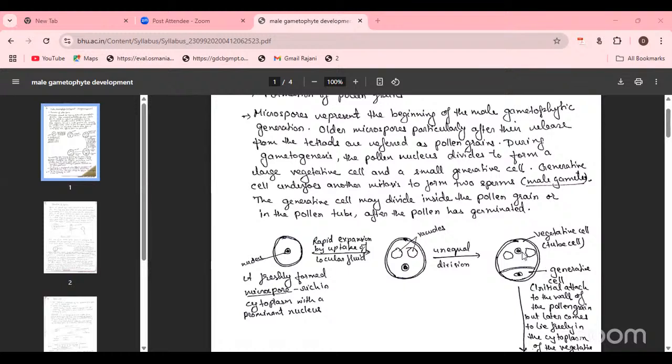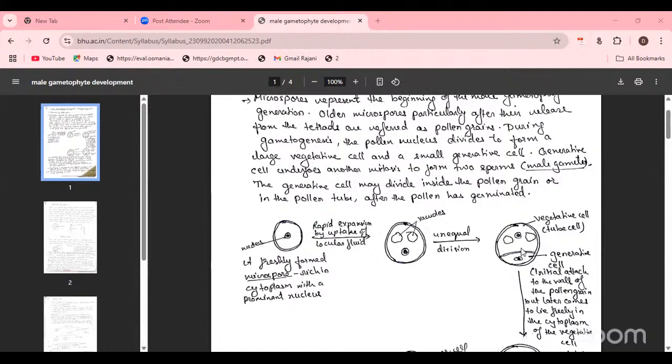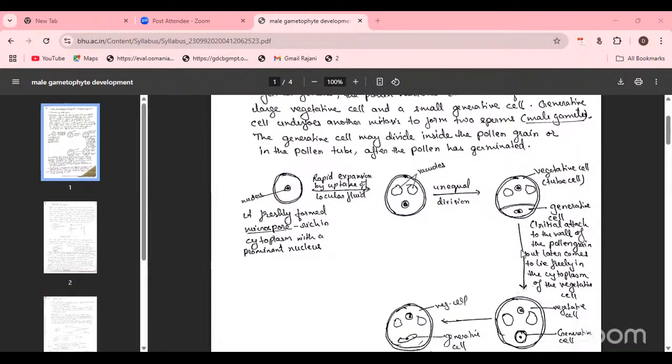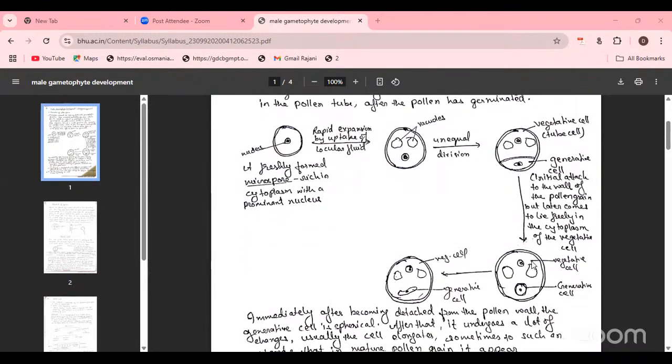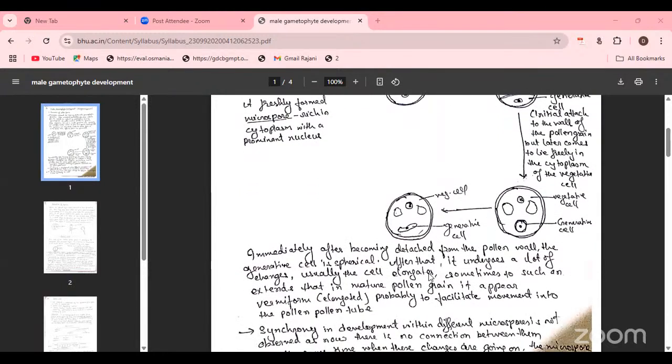See this one. The generative cell is initially attached to the wall of the pollen grain, but later comes to lie freely in the cytoplasm of the vegetative cell. This is the vegetative cell and this one is the generative cell. Immediately after becoming detached from the pollen wall, the generative cell is spherical in shape.